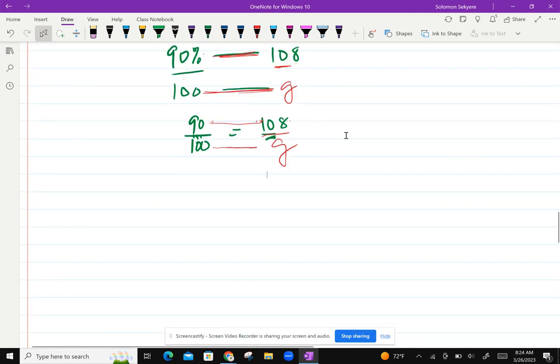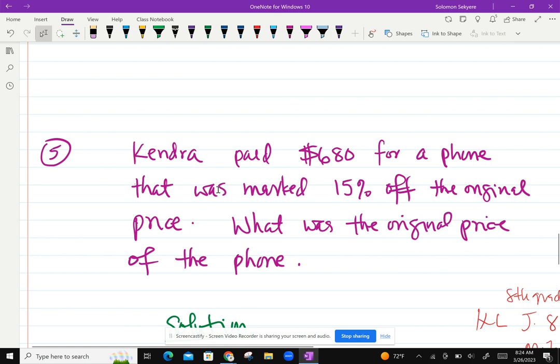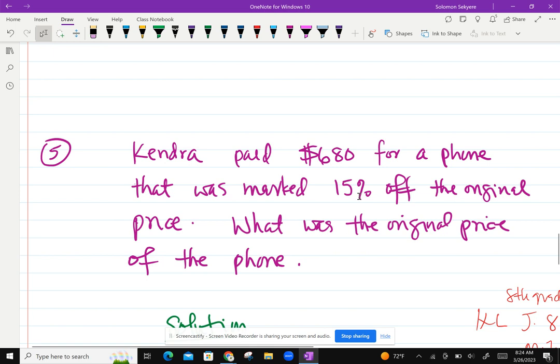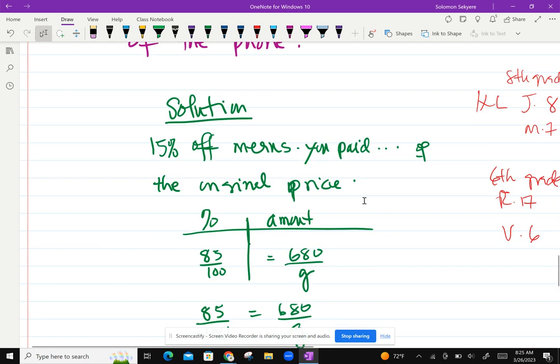All right, let's try another one. Kendra paid $680. That's how much you paid, right? You paid for a phone that was marked 15% off the original price. What was the original price? If it was marked 15% off, that means you paid what? 85% of the cost. So that 85%, that's the 680, right?